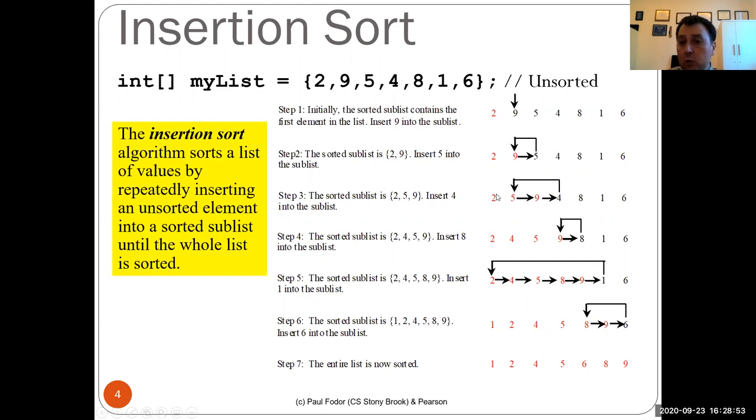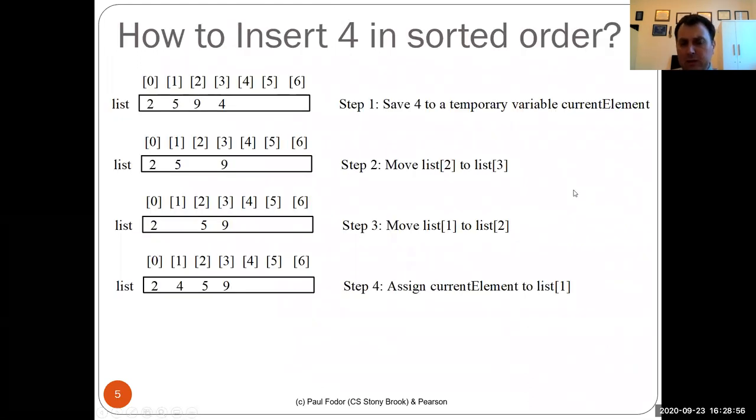So how do we do the insertion? It's quite simple, actually. Consider the case that we have 2, 5, and 9 sorted, and we want to put 4 in sorted order. We save 4 to a temporary variable called current element. Then we start shifting elements from the end to the right. Because 9 is greater than 4, it will be moved from index 2 to index 3. Since 5 is greater than 4, we continue, moving 5 from index 1 to index 2. And now since 2 is less than 4, we can insert 4 in the sorted order.